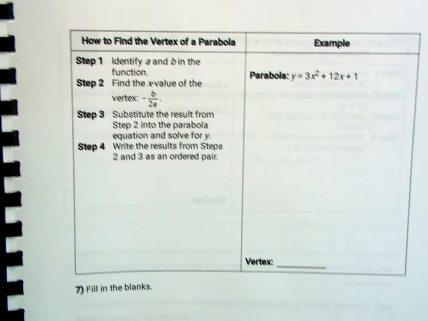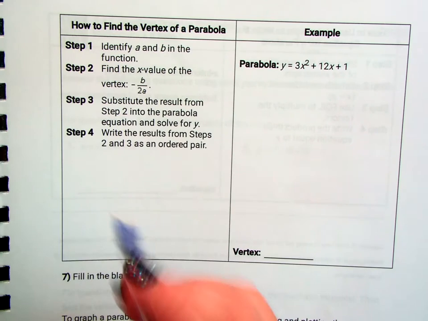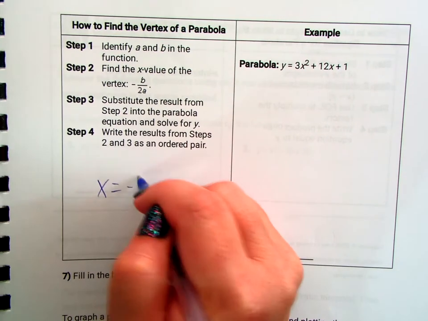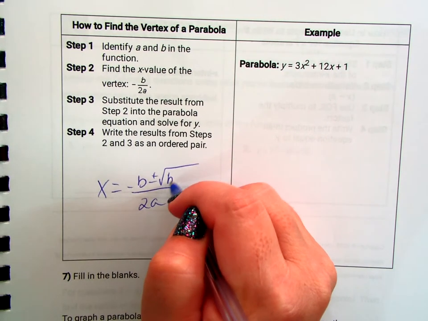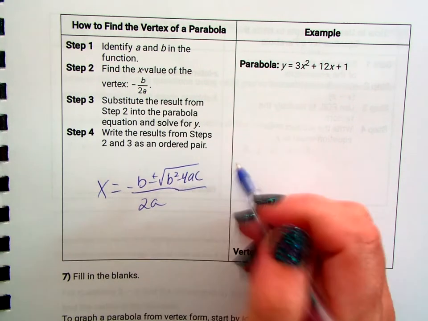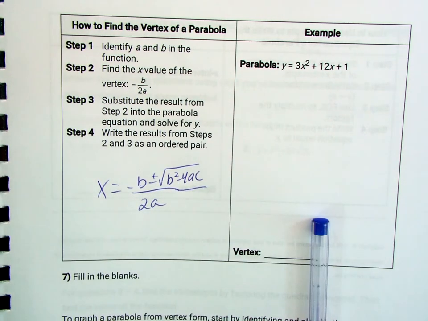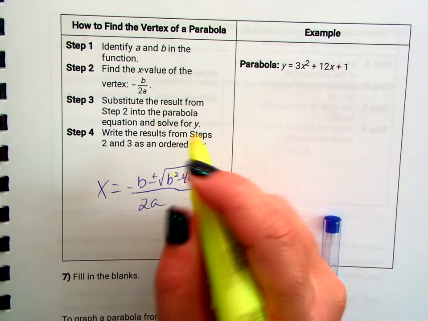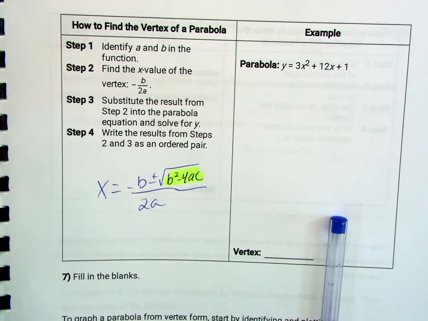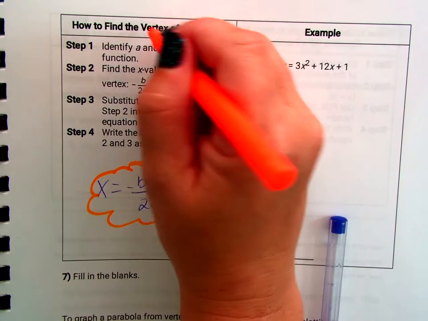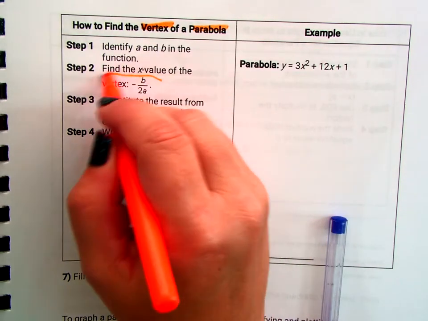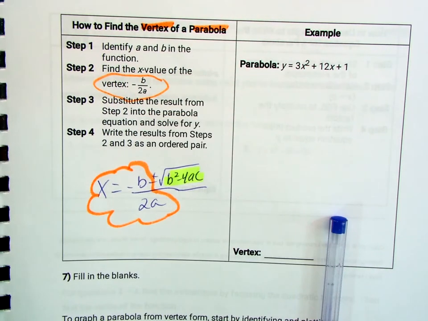Identify A and B and substitute in. So real quick, I told you guys in our notes that there were two parts of the quadratic formula, right? There was the discriminant, which told us how many roots. And then there was the formula for the vertex of a parabola. Well, that's what we're using right now. Formula for the vertex, okay?